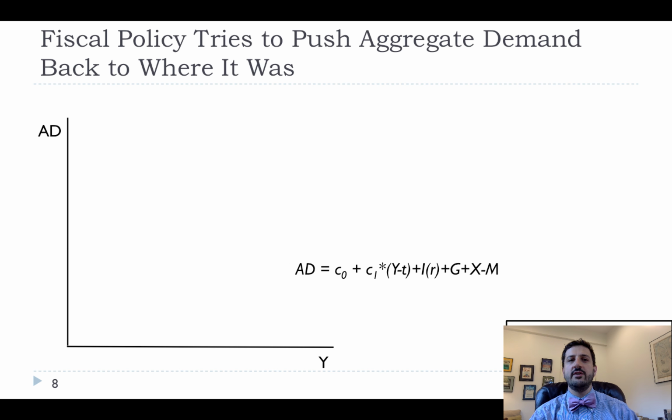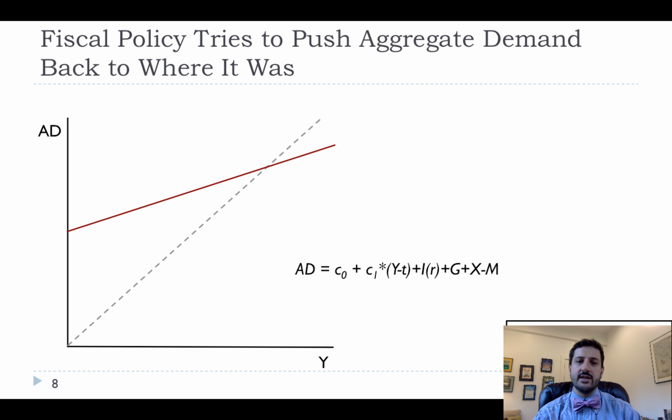So let's think about what fiscal policy is actually trying to do. Here is our formula for our more complicated aggregate demand. We have consumption spending, which is C0 plus C1 times disposable income, Y minus T, plus investment, which depends on the interest rate R, plus government spending, plus net exports. Now there isn't a whole lot the government can do about net exports. So the first thing to remember from our model is that the equilibrium is where aggregate demand is equal to output. That's the 45-degree line.